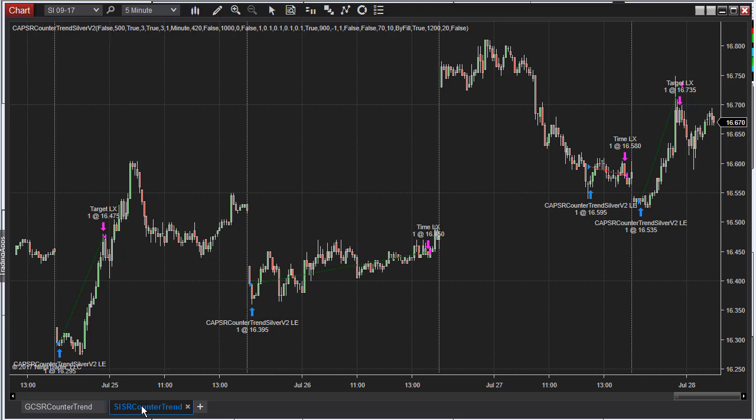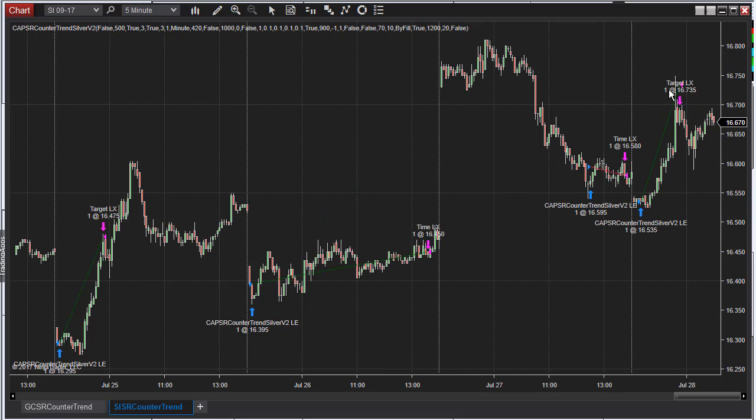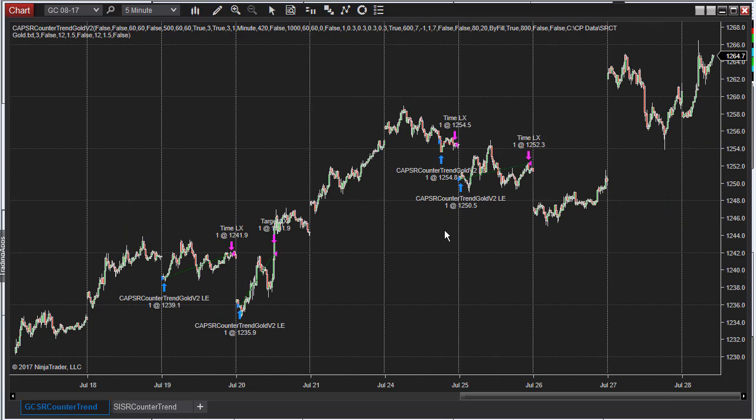kind of like an Excel workbook. So in this window particularly, you have the metal strategies: SR counter trend gold, SR counter trend silver. And you can see the trades today for SR counter trend silver hit its profit target. Yesterday was a loser, and Tuesday and Wednesday were profitable trades as well. SR counter trend gold has only traded so far on Monday and Tuesday, and so you see the trades there on Monday and Tuesday. And I want to show you one of the settings in here.